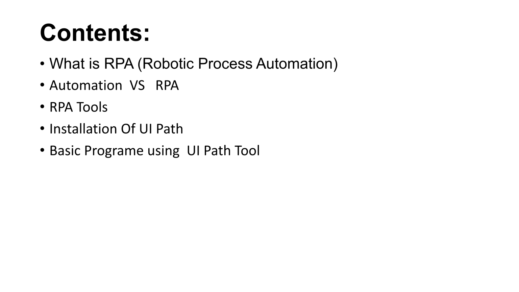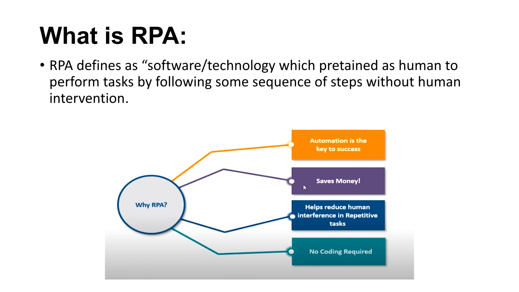So what is RPA? Guys, let's keep this definition aside. RPA stands for robotic process automation. Robotic means doing the work which is actually done by a human. Whatever work is done by us, the same work is going to be done by the machine. Process is nothing but a sequence of steps. In order to do a work, we follow some steps, right, guys? Similarly, we need to provide a sequence of steps to the machine in order to complete a task.